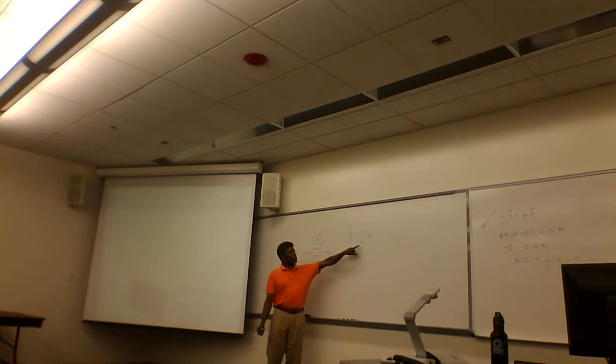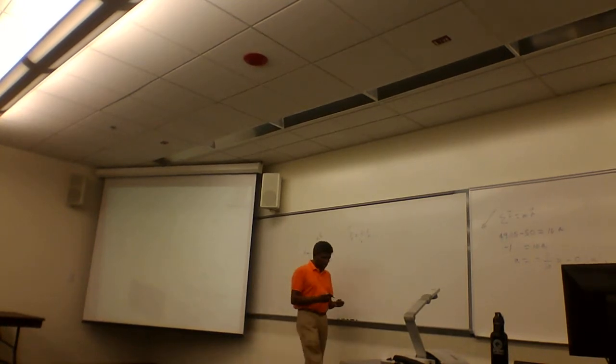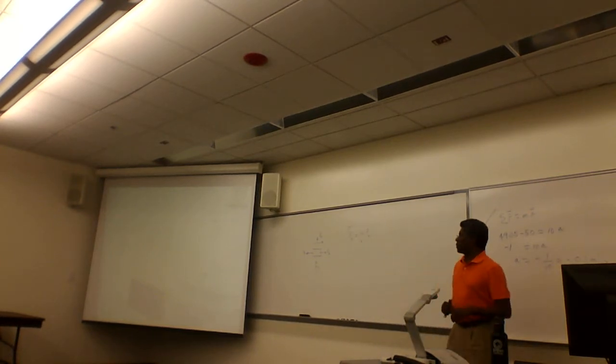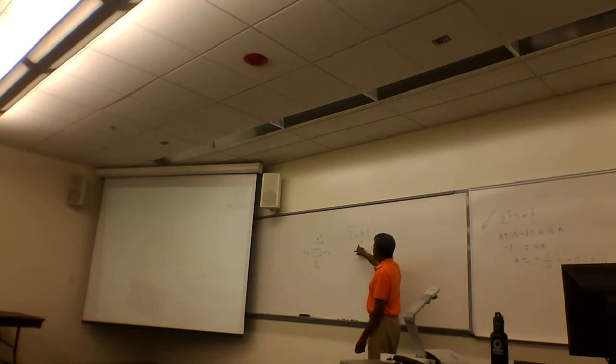And mu sub k is for the kinetic, or some books will call it kinematic, frictional coefficient. Kinetic frictional coefficient means when the object is moving, this is a constant. This is a property between the two mating surfaces.